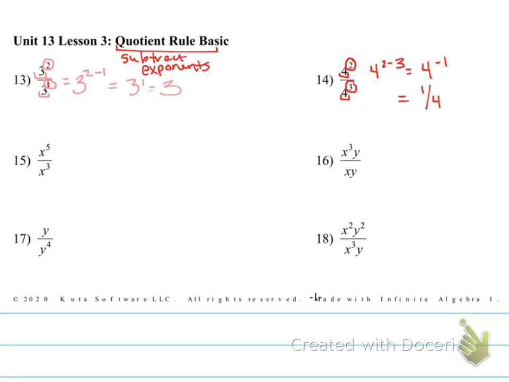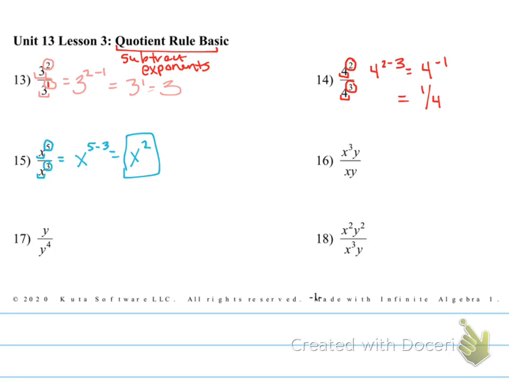Number 15 is just with variables. Again, our bases are the same. I got an x and an x, so I know my answer is going to start with an x. And then I'm going to take those two numbers and subtract. So 5 minus 3, and that gives me x to the second power as my final answer. All right, let's go ahead and look at 16.